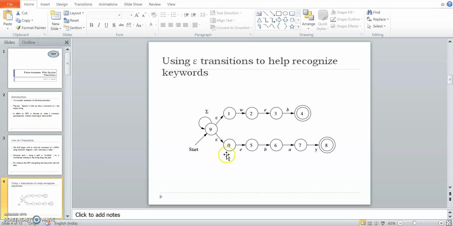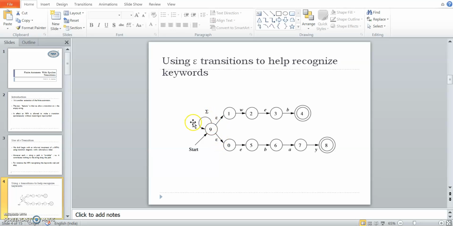Let's take one example. Here, this is the starting state, the one the arrow is pointing to. Now, without consuming any input, I may switch to state 1 from the start state, or from this other state we can directly move to the 0th state without consuming any input. That means over the epsilon.